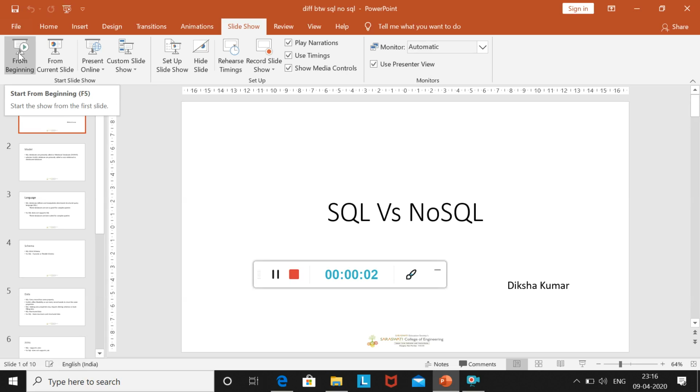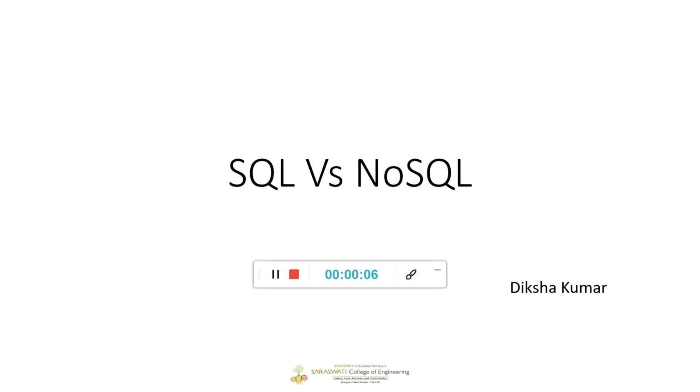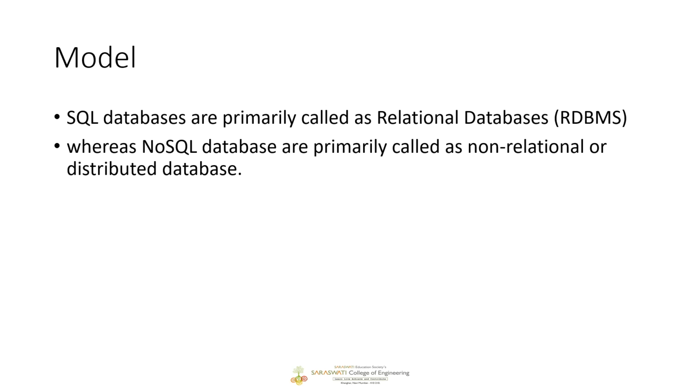Hello. Today we will see the difference between SQL and NoSQL, which is a very important topic from the exam point of view. So let us compare SQL and NoSQL based on different features. The first feature is model. SQL is strictly a relational database, while NoSQL is completely non-relational, or a distributed database.